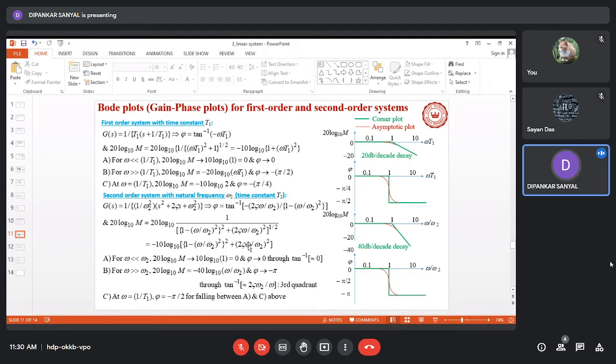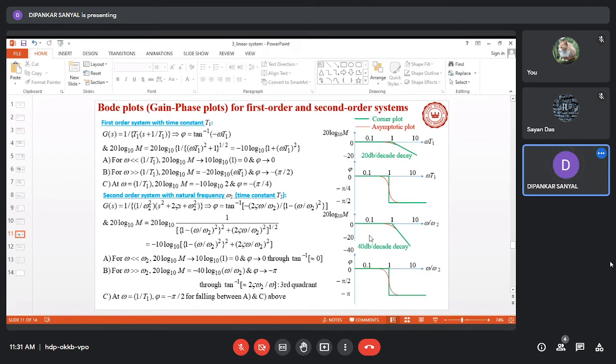So that means the progression from 0 to that pi value goes through the fourth quadrant first and then the third quadrant. So that's why, right after 0, we have progression up to minus pi by 2 and finally up to minus pi. So that is what we have plotted here.